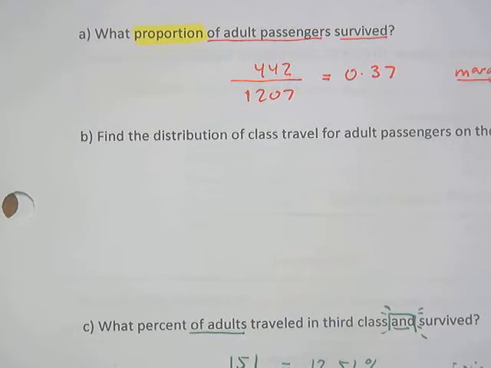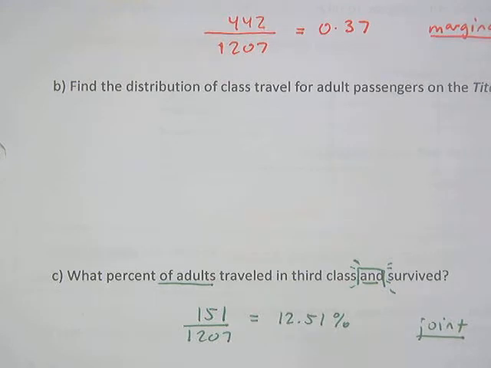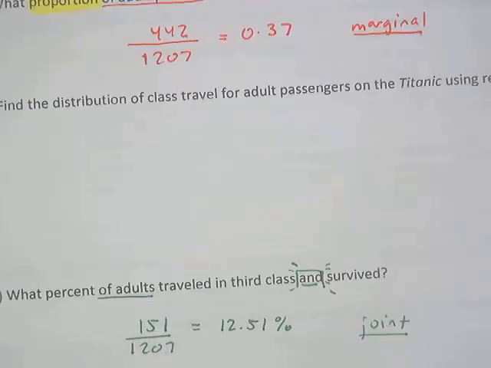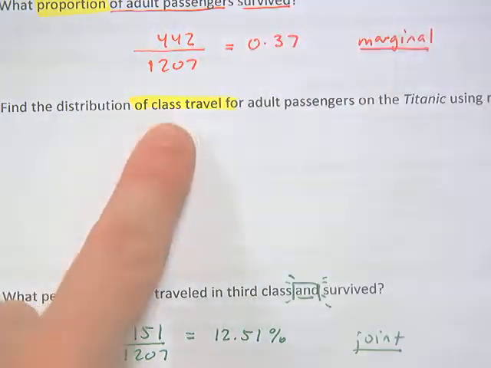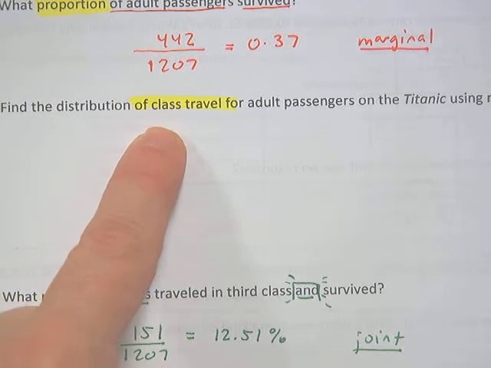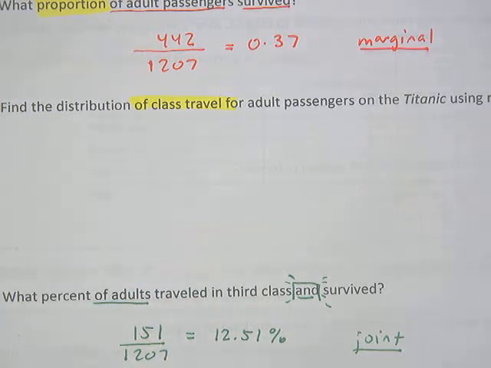Okay, let's go back up to B, and you see that there's a little bit more space there. The way that this is asked is weird, but the math behind it's really, really easy. So let's look at this and figure out what it wants. It says, find the distribution of class travel. Those three words I want you to underline, circle, highlight. Because when you come across a homework problem and it says, find the distribution of blank, that's how you know that's how you're going to split your data apart.